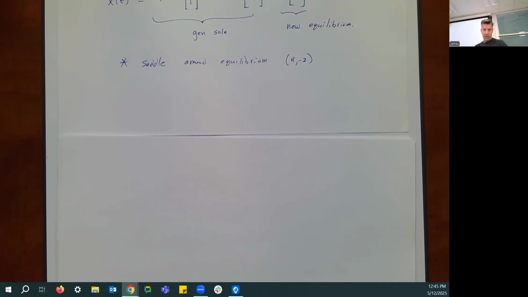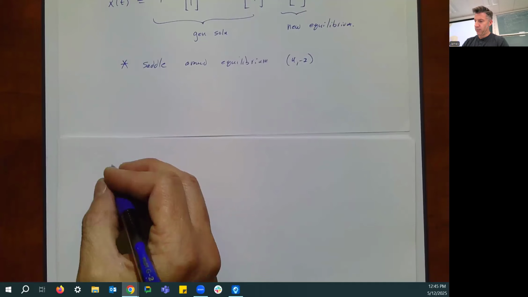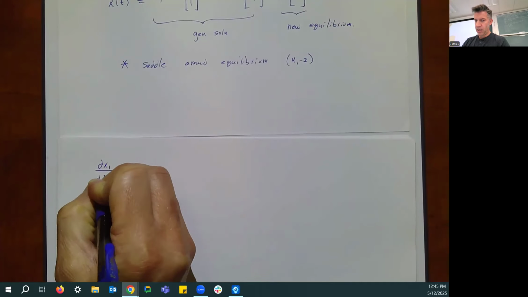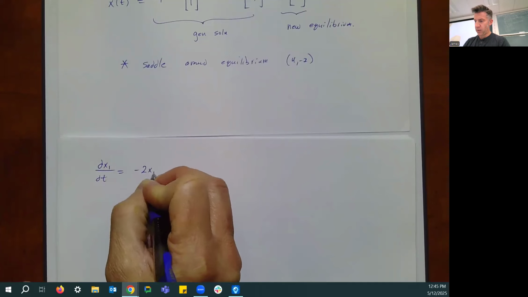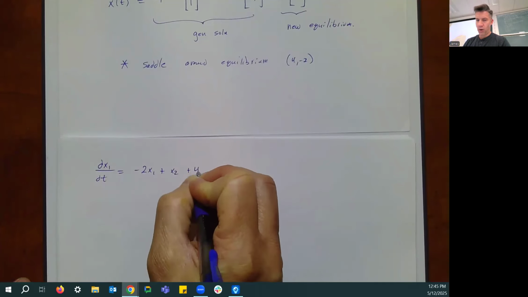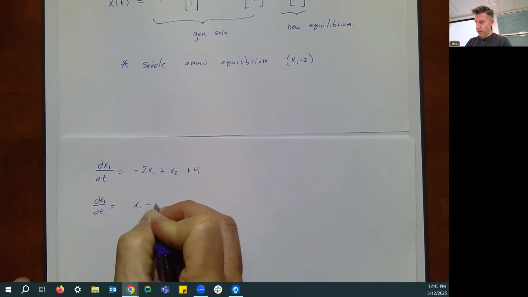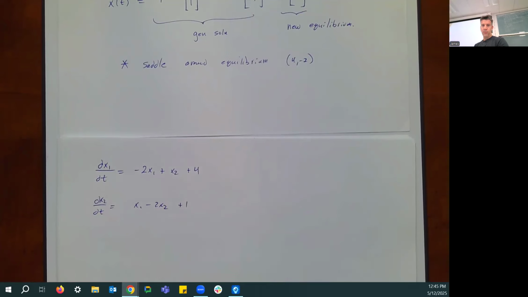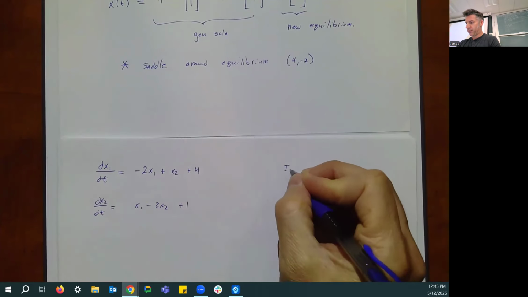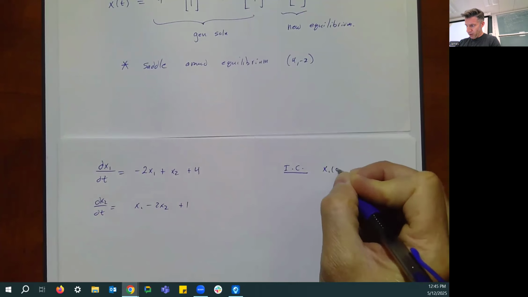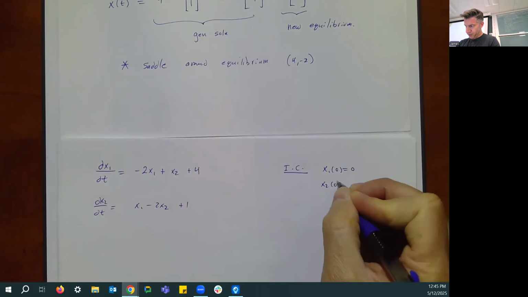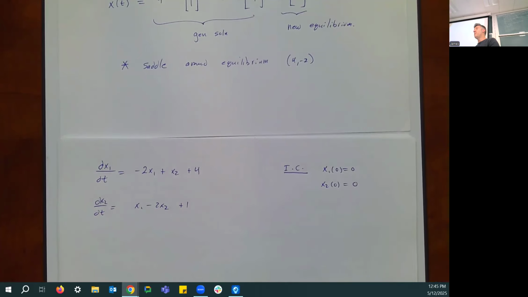So here's the next example. Let's say we're given the following: dx1/dt is equal to -2x1 + x2 + 4, and dx2/dt is equal to x1 - 2x2 + 1. We're also given some initial conditions: x1(0) is 0 and x2(0) is 0. All that means is that we have to find the constants, right? If we see initial conditions, that's usually a sign that we have to find C1 and C2.